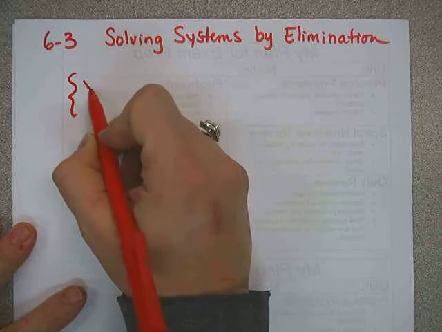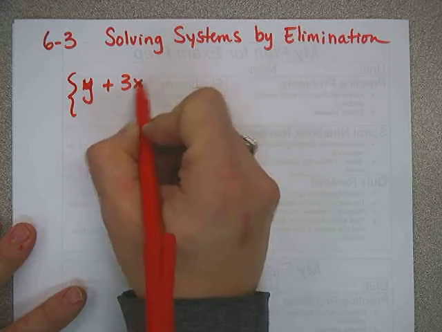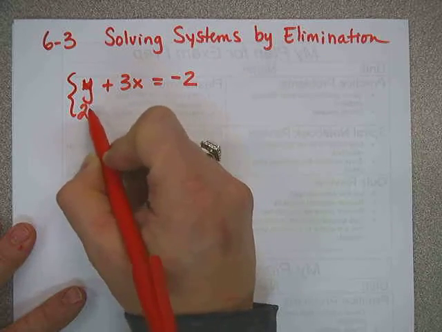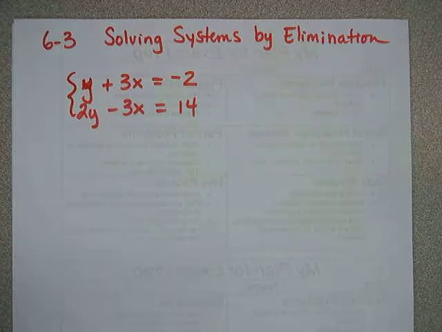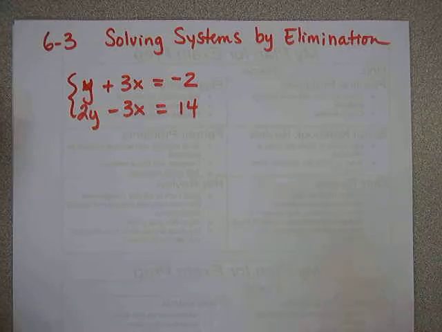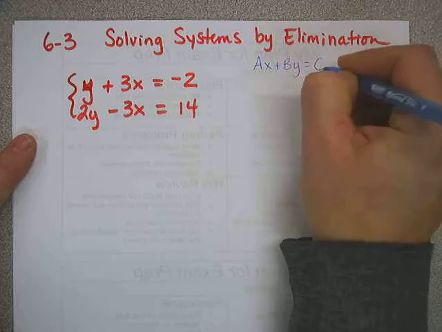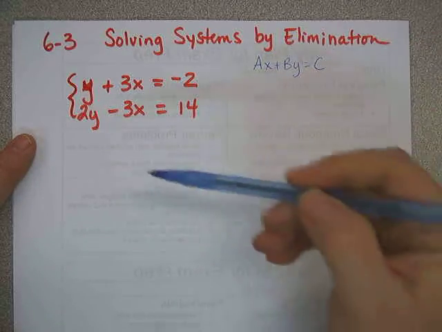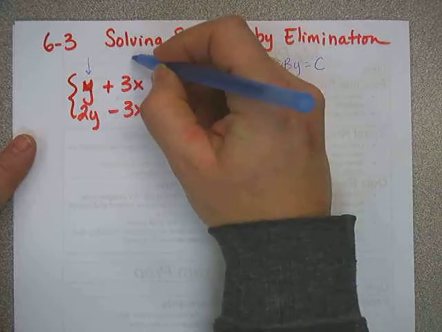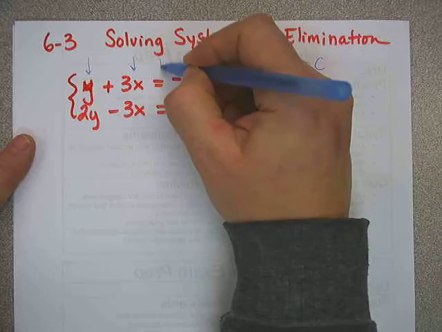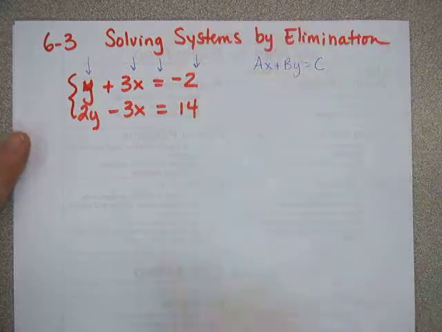So here's the first example, and oops, that should be y. y plus 3x equals negative 2, and 2y minus 3x equals 14. And to solve by elimination, basically you have to have the equations in standard form, or at least in the same form, so that the y variables line up, the x variables line up, the equal signs line up, and then the constants line up.